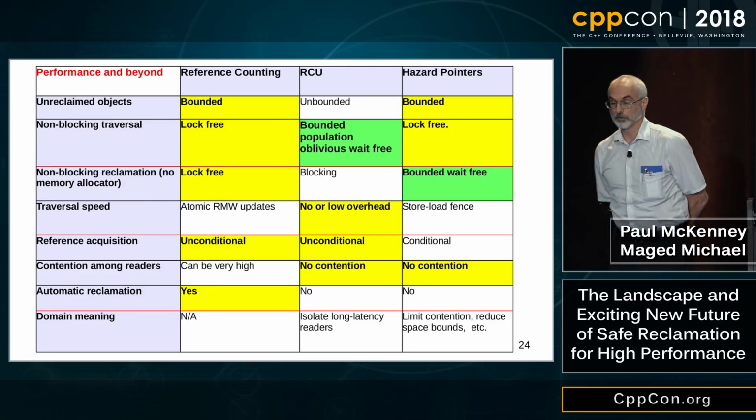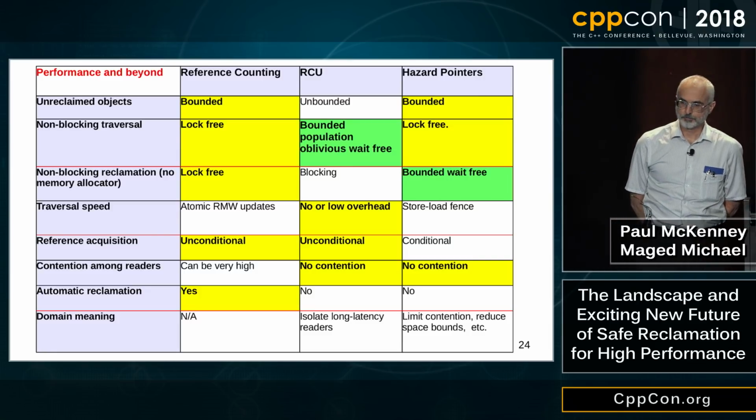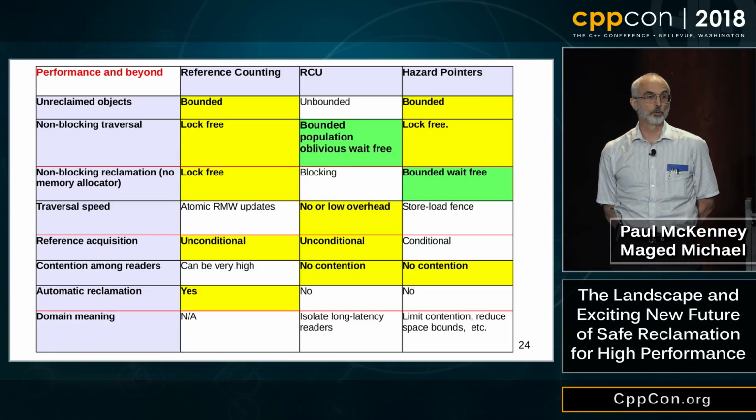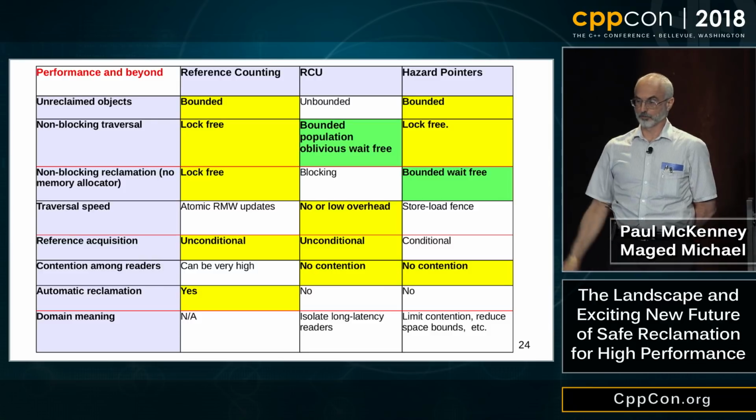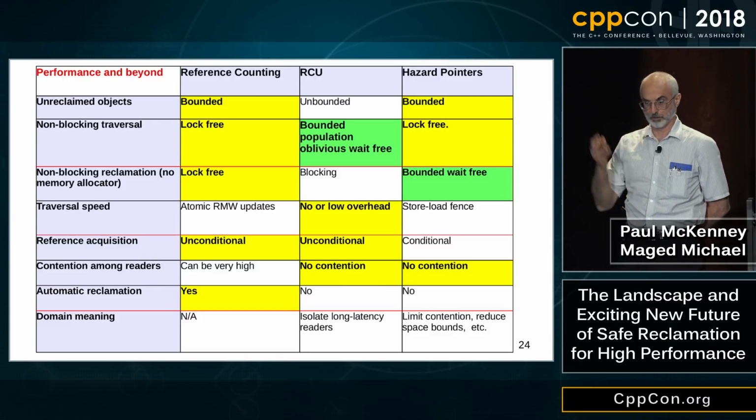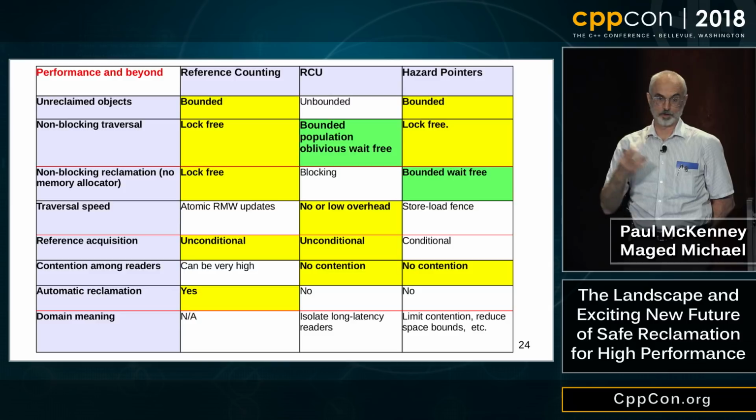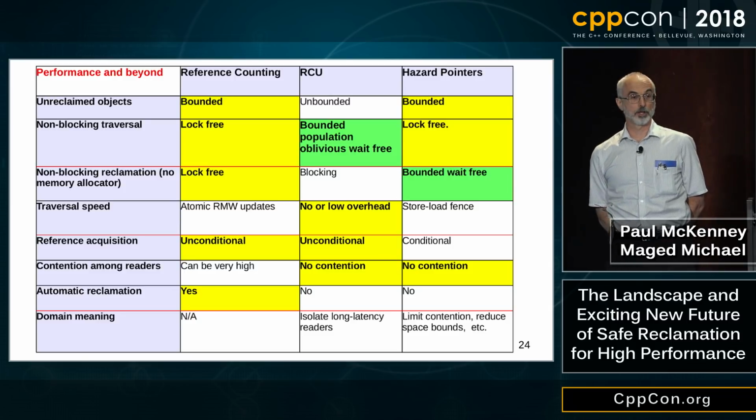And the point is that they do have somewhat different properties. And I'm not going to go through this in detail. There's some places where RCU and hazard pointers shine very well. Reference counting works very well and has for longer than I've been alive, which is saying something in my case.